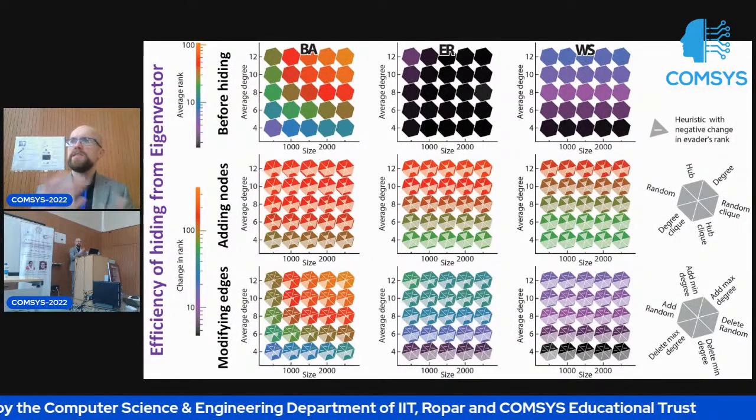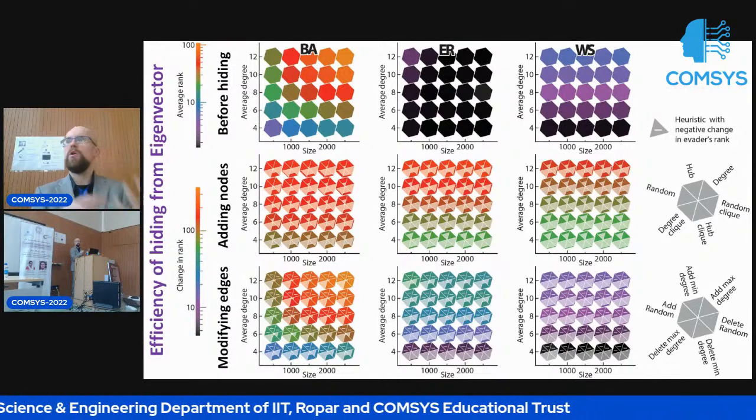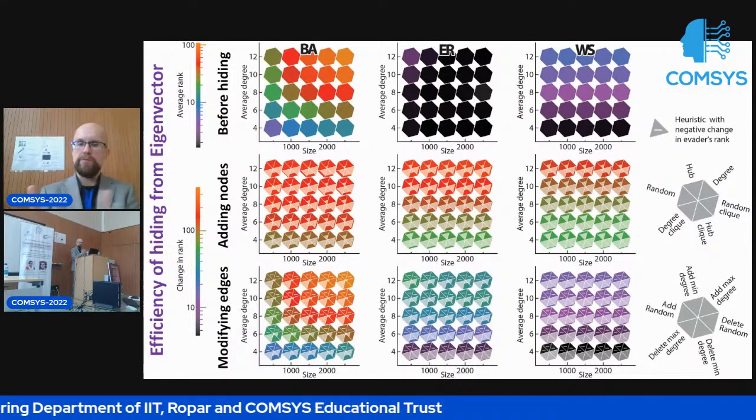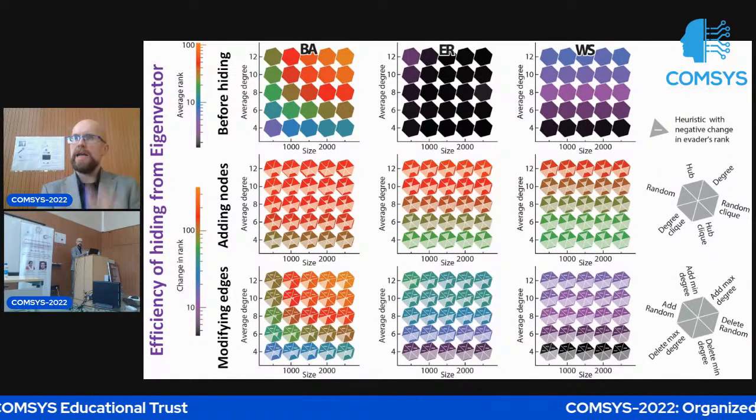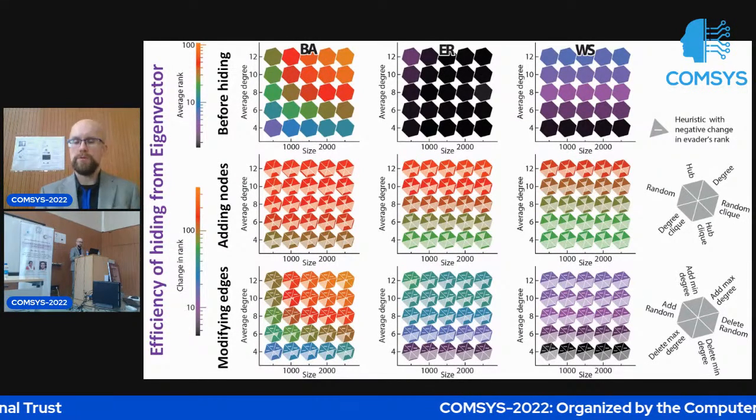So again, we can see the same trend kind of holds over multiple different settings, right? By removing edges, I can hide easily. By adding edges to the network, I become more exposed.